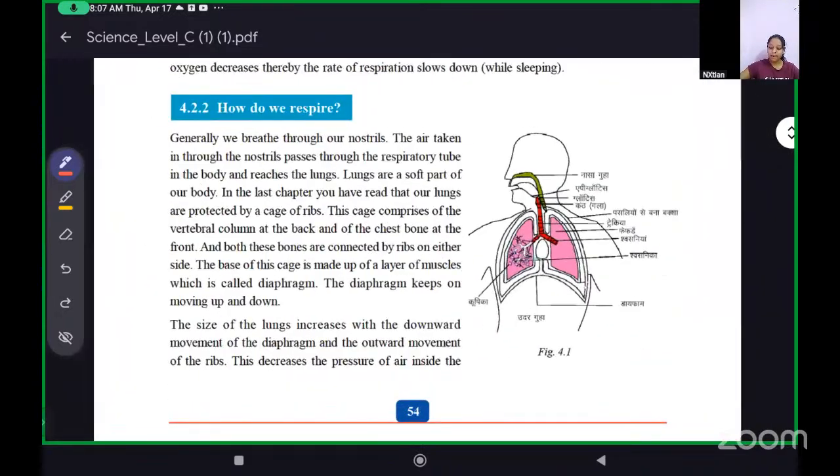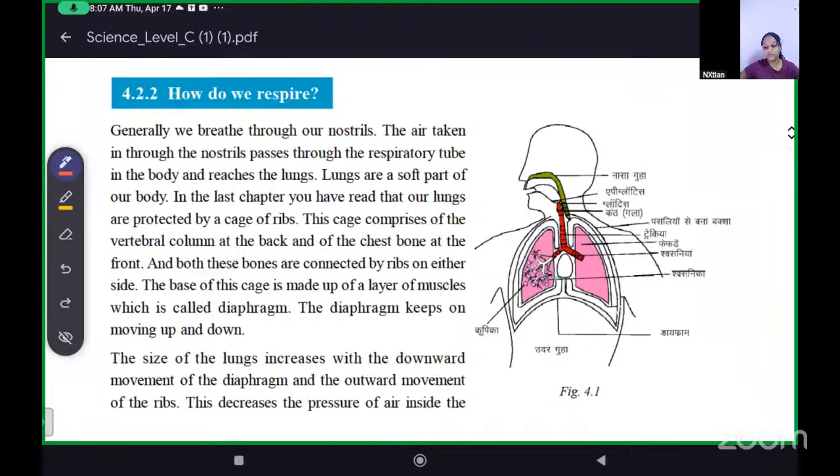Now, how do we respire? Right now, we talked about the energy and the breathing process. Now, what exactly happens? How does this respiration take place inside of us? That we are going to talk about now.